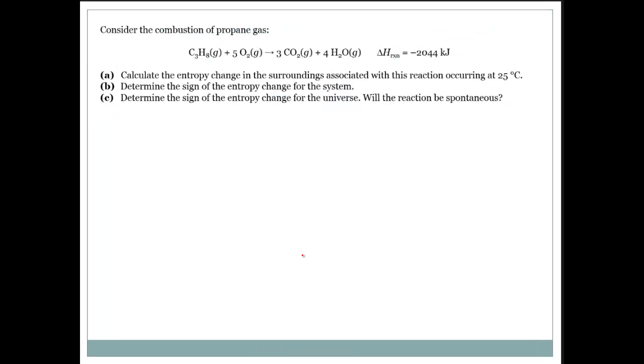So let's calculate the entropy change in the surroundings this time, associated with the reaction occurring at 25 degrees Celsius. 25 degrees Celsius, you have to convert that to kelvins before you do anything else. So 25 plus 273 comes out to be 298.